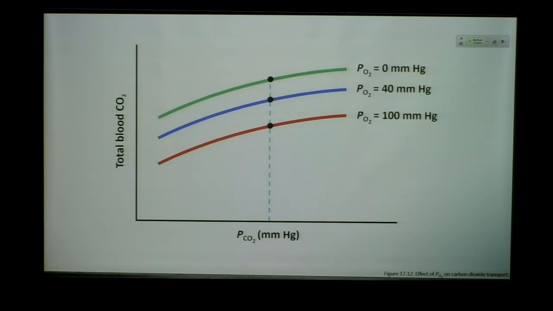And this is looking at all three of those mechanisms we talked about, right? Bound to hemoglobin, freely dissolved, and using that carbonic anhydrase mechanism. So using all three of those mechanisms, we can transport less CO2 if we've got more oxygen, and we transport more CO2 if we've got less oxygen, okay?